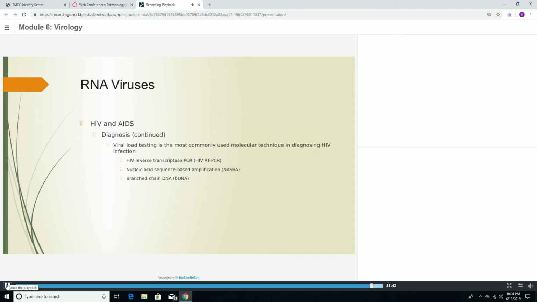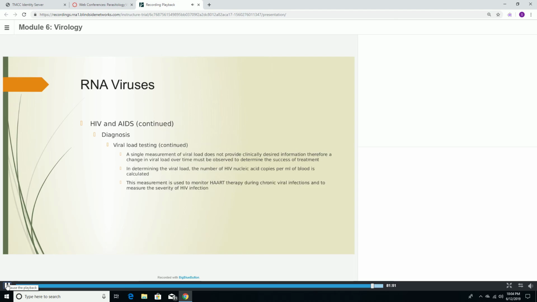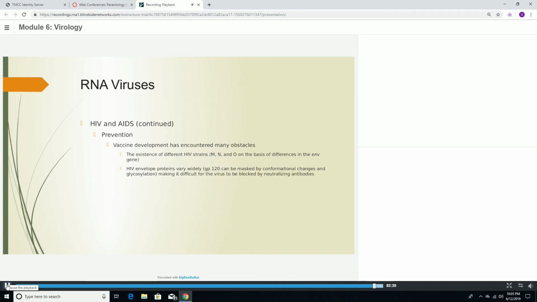We actually had a patient in Kandu who presented as HIV positive in the screening, but when we did the viral load testing, the patient was negative. So they technically didn't have an infection with HIV and it was a false positive. A single measurement of viral load does not provide clinically desired information. Therefore, change in viral load over time may be observed to determine success of treatment. In determining the viral load, the number of HIV nucleic acid copies per milliliter of blood is calculated. The measurement is used to monitor HAART therapy during chronic viral infections and to measure severity of the HIV infection.